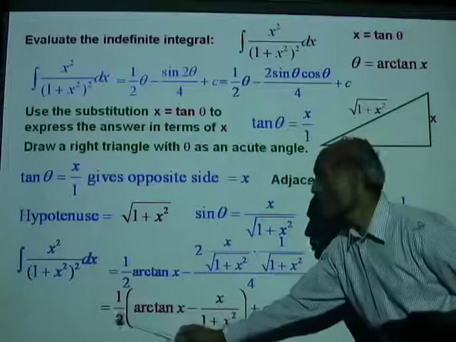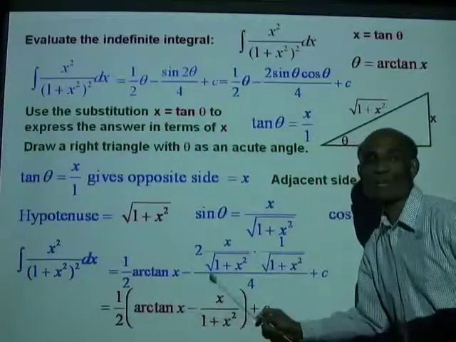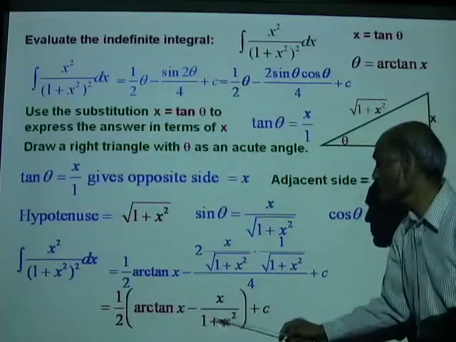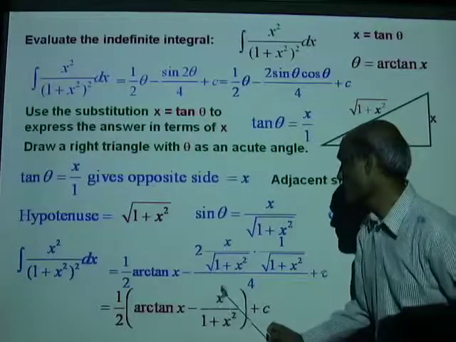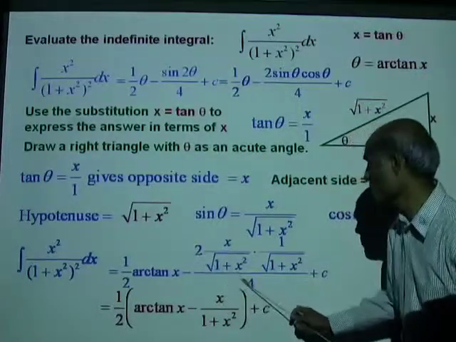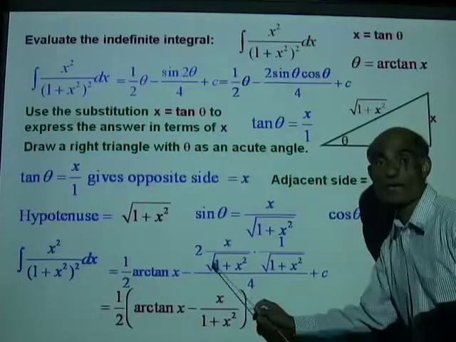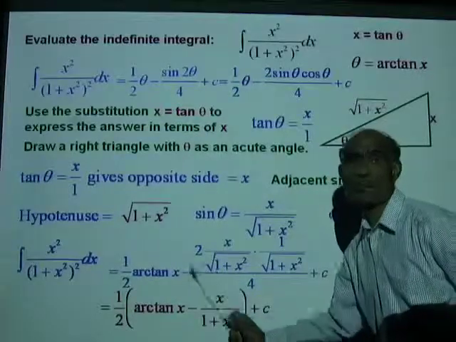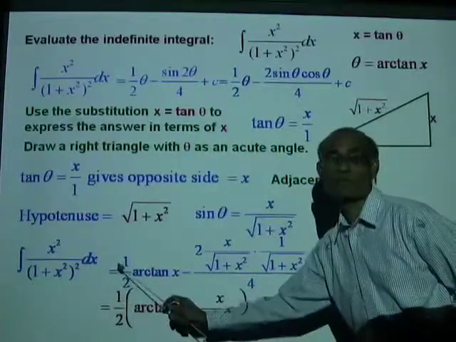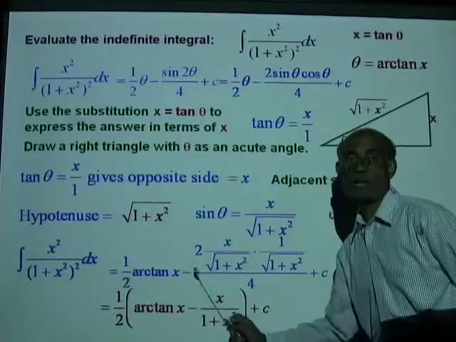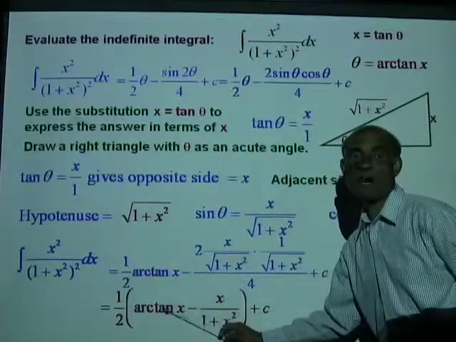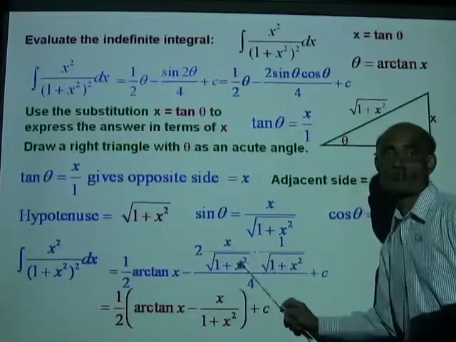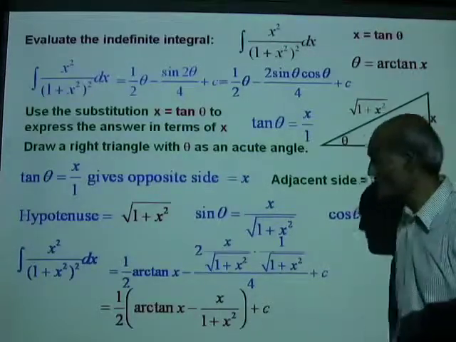So our answer is 1/2 of arctan x minus x divided by 1 plus x squared. Now here, if you notice, the 2 and the 4 cancel, leaving a 2 there. That means there is a 1/2 in this term and a 1/2 in the first term. It is that 1/2 that has been factored out. So 1/2 has been factored out, leaving arctan x minus x divided by these two multiplied, which gives you 1 plus x squared. And that is the final result.